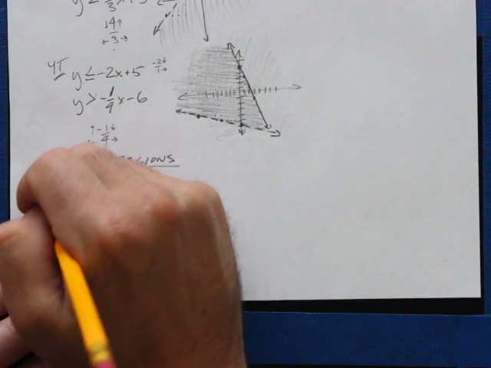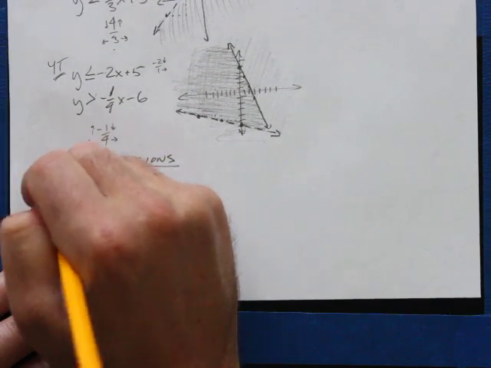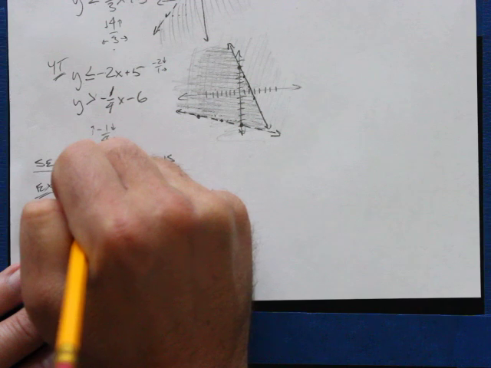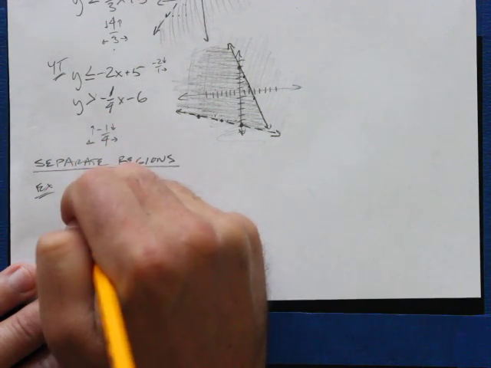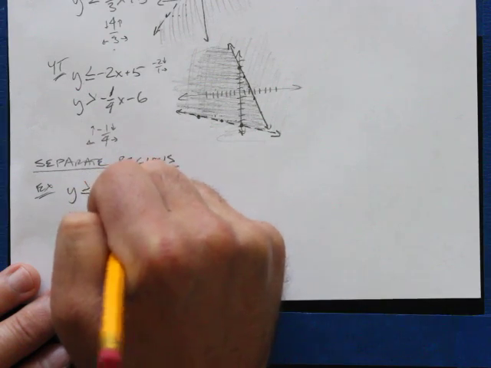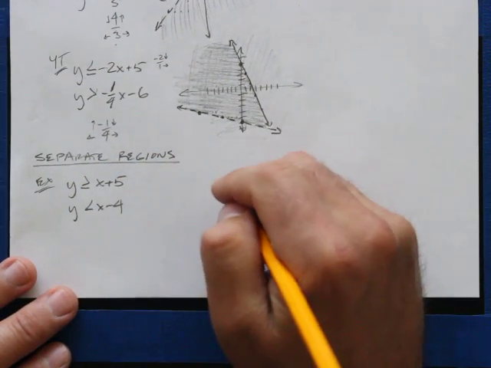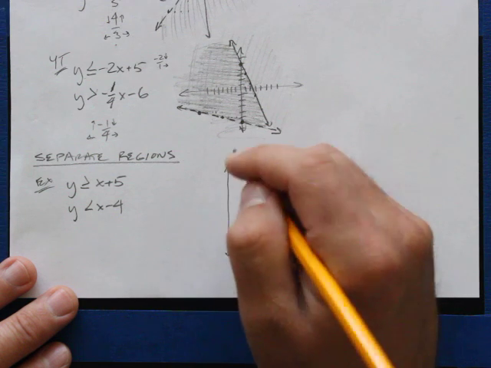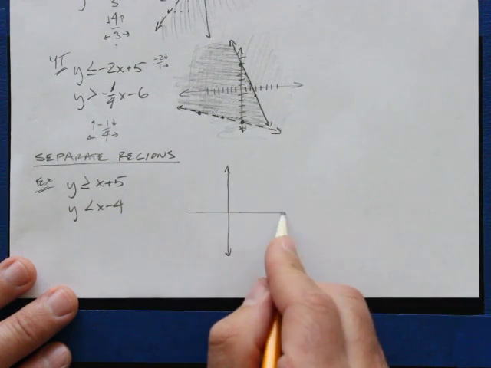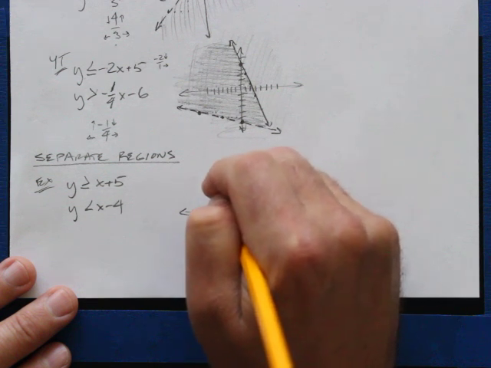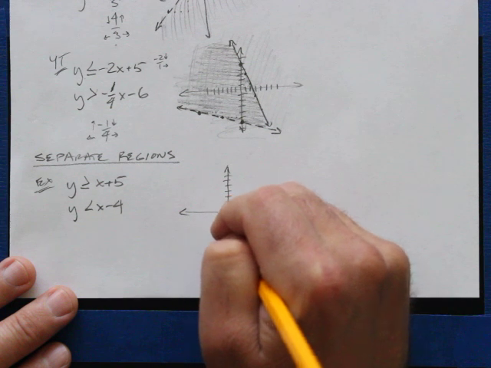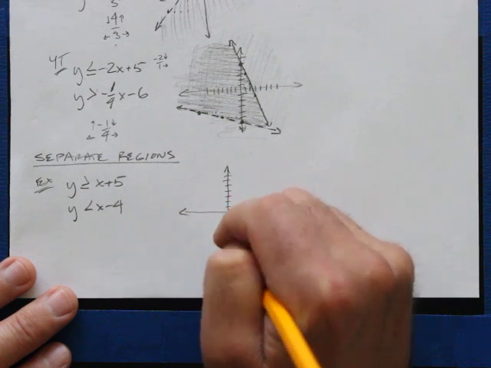And so let's see an example of what this might look like. y is greater than or equal to x plus 5, and y is less than x minus 4. Let's see what this looks like. Let's go up like 6 or so. 1, 2, 3, 4, 5, 6, 7. 1, 2, 3, 4, 5, 6, 7.